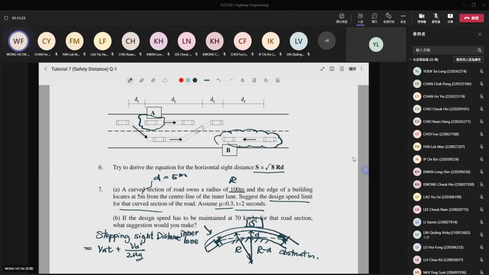So you have mu equal to 0.3, and t equal to 2 seconds, okay? Just spend several minutes and think about how to use this equation to find out your design speed, and then we can do it together.